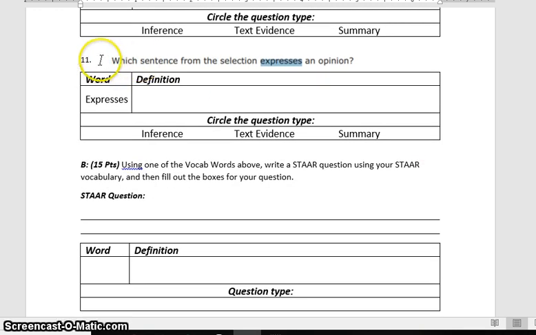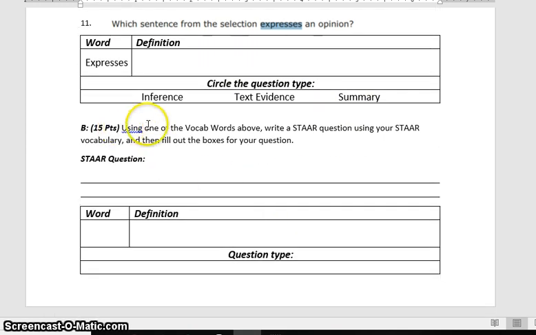Number 11. Which sentence from the selection expresses an opinion? What is the definition of expresses? What type of question is this? Is this an inference, text evidence, summary?